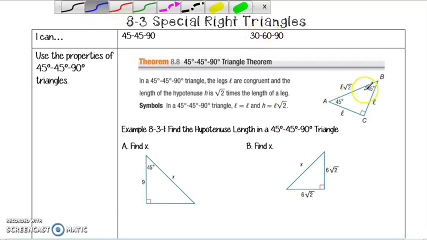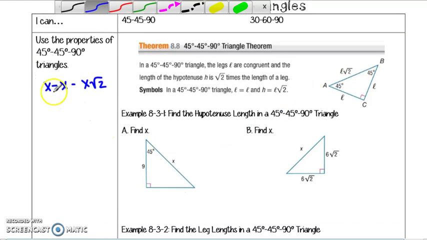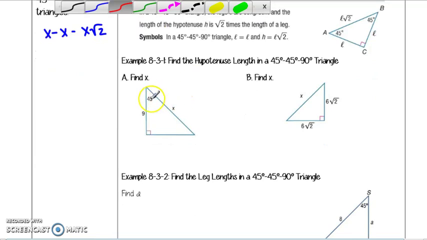So with a 45-45, that is an isosceles right triangle. So these sides are the same. These angles are both 45, and it has this ratio of these sides being x, x, and then x radical 2 for the hypotenuse. So it follows that same pattern: whatever the side is, it's the side times radical 2 for the hypotenuse. So for example, on letter A here, it's a 45-90, and this would be 45. This leg is 9, which means this leg is 9. And then the hypotenuse, x, would have to be 9 radical 2.